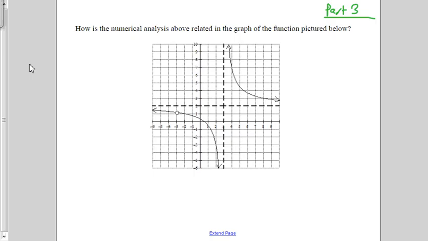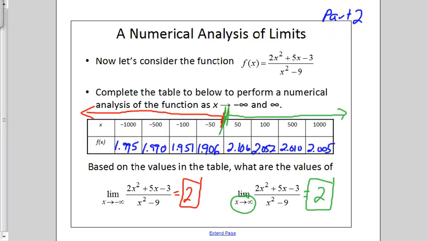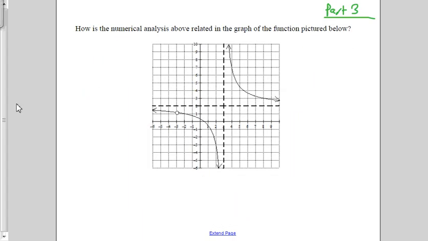Calculus, Unit 1, Day 1 and 2 Notes, Part 3, and it's just a follow-up question from the previous chart. So we just went through and filled in this chart, and really what we looked for was the limit of the function as x approaches negative infinity and x approaches positive infinity. So how is the numerical analysis above related to the graph of the function pictured below?